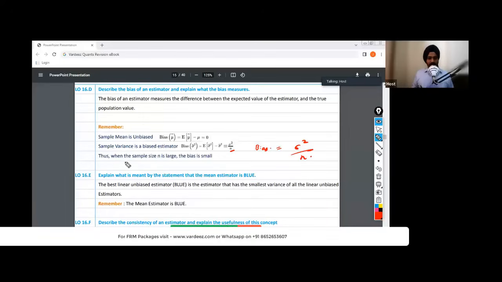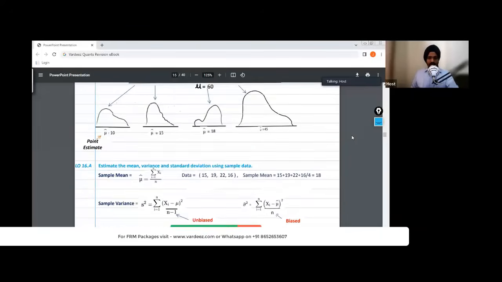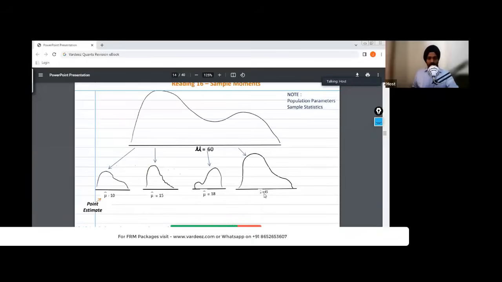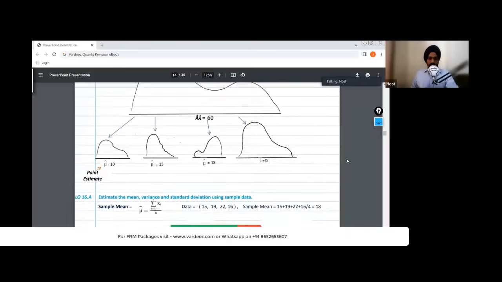And that is the reason we say that when the sample size is large, the bias is small. If you pick up large samples, the bias will be small. As in this example, the mean is 45 and this is 60, so very close to it. So the mean in any case is unbiased, and the variance will also be very similar if you pick up a large sample. That's something that we need to understand.